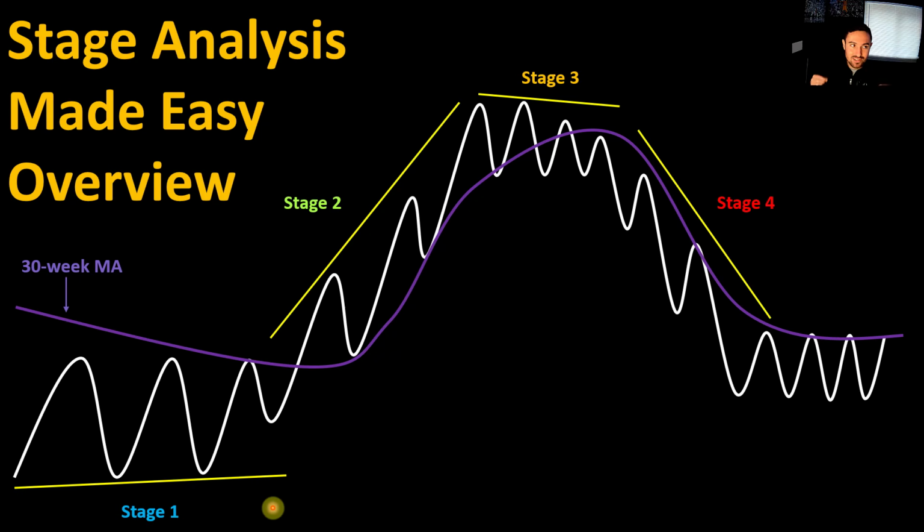So let's now really break this down. I've called this section Stage Analysis Made Easy. This is an overview, and then I'm going to give you a definition of each stage in Stan's own words. So here you go, we have our 30-week moving average. You can see it's sloping down here, then it flattens out, then it goes into this nice uptrend, flattens out, rolls over for stage 3, and then goes into this downtrend for stage 4, and then starts to flatten for this stage 1. So stage 1, stage 2, stage 3, stage 4, stage 1, stage 2, stage 3, stage 4. You following along? You get it? So stage 1 is going to be down here, which we're going to look at on the next chart.